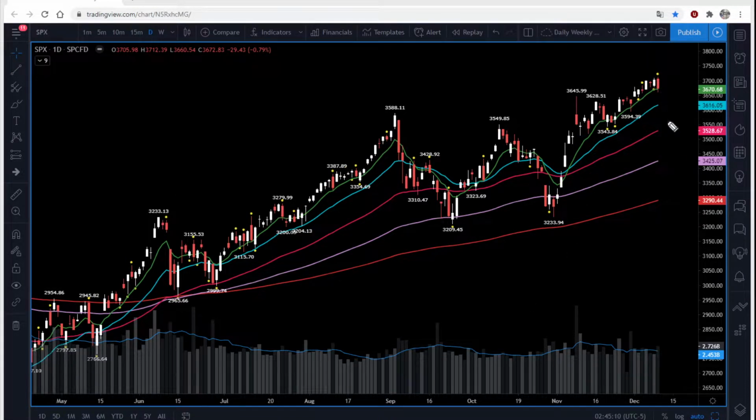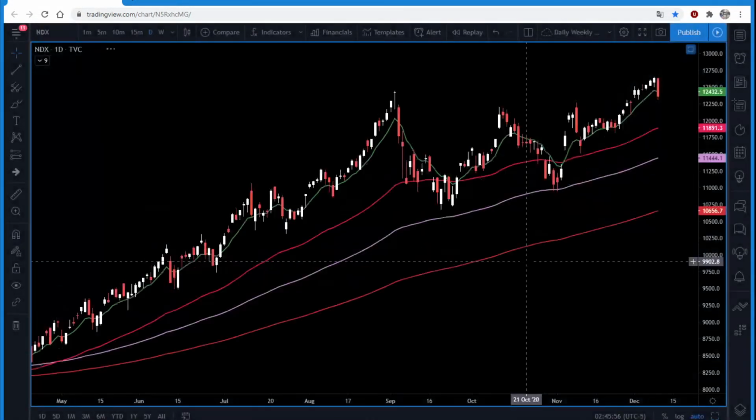So yes, we can start here a leg of a possible pullback, a possible correction, but what I'll be looking for first, we need below yesterday's lows, below 36.60. So below 36.60, what will I be looking for? I'll be looking for the 21-day moving average around 36.16. And below that, what do we have? We have the biggest wall around 35.50. That's a retest of the October highs. So those are the levels that I will be looking for a possible pullback. But once again, we need below 36.60 first to go into 36.16, and below that we have 35.50 as possible support. So stay tuned for that.